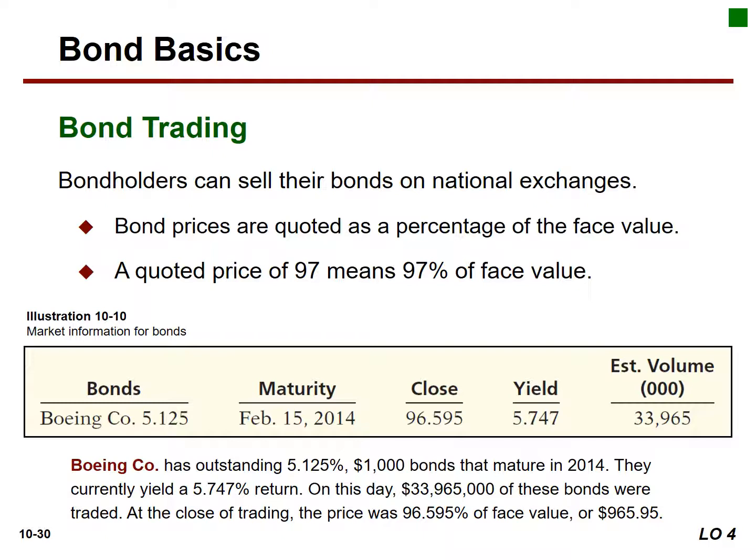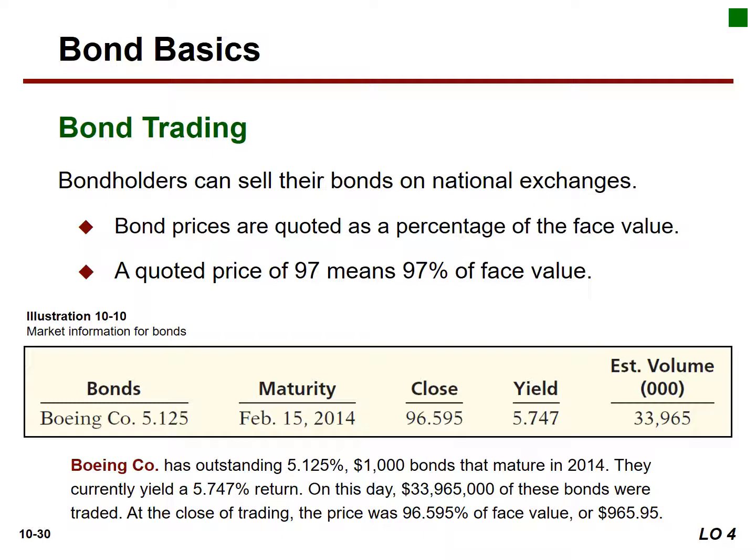Okay, bonds can be traded on the different exchanges just like stocks can. So I can go to my stockbroker today and I could say I want to buy such and such company's bond. Well, I won't be buying that bond from the company. I would be buying it from someone who owns that bond, who might have bought it from the company, but now they're wanting to sell it. So bonds are traded just like stocks are traded.